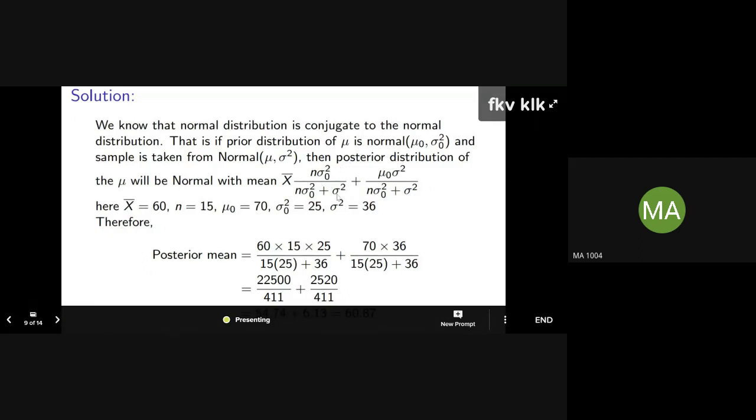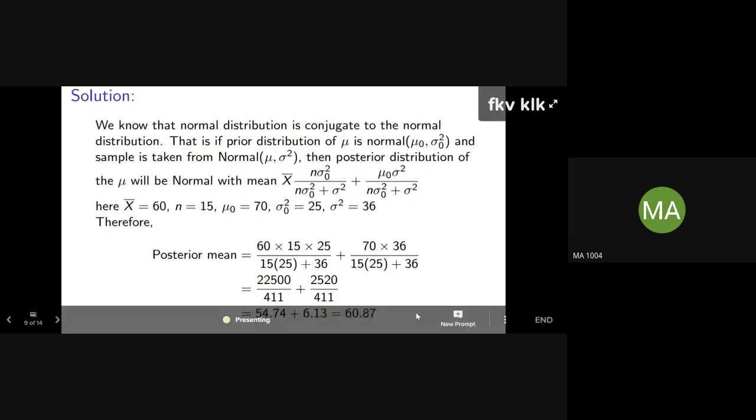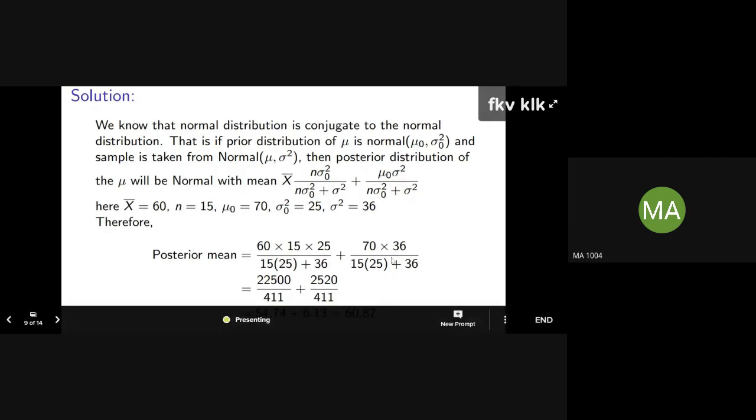Again, what will sigma square be? Sigma square is 36. So just substitute the values, and you will get the final answer, which comes to 60.87.